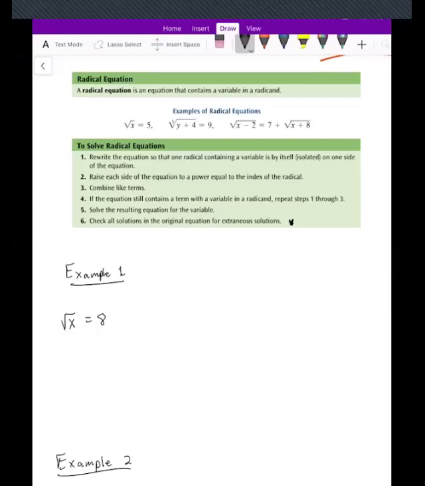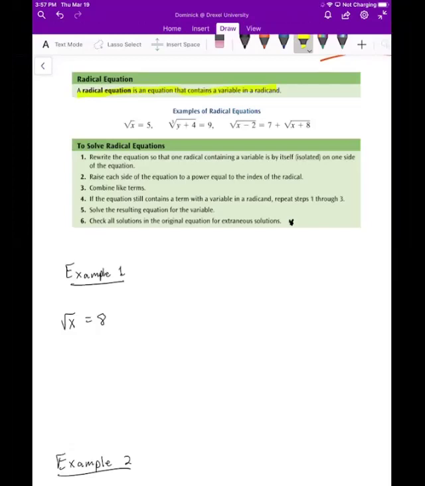All right, hey guys, we're going to next talk about how to solve radical equations. So building off of all of the previous rules that we've talked about using radicals, we're going to talk about now how we can apply them to solve radical equations. All right, so pretty basic to start off. We define that a radical equation is just an equation that has a variable somewhere in a radical symbol.